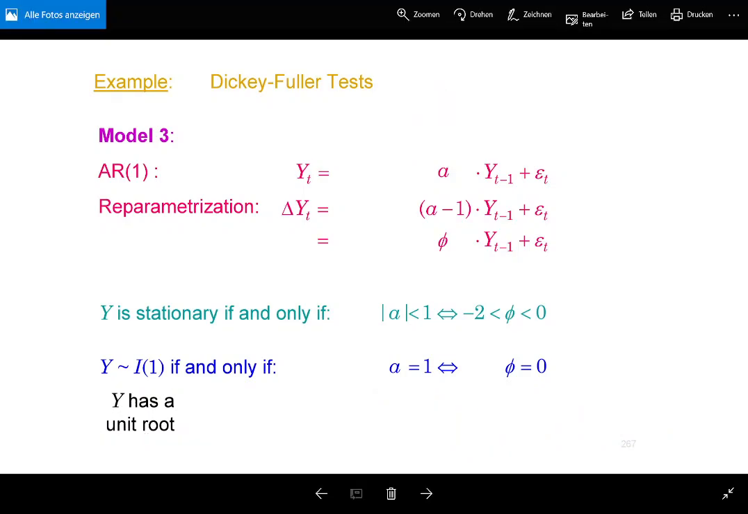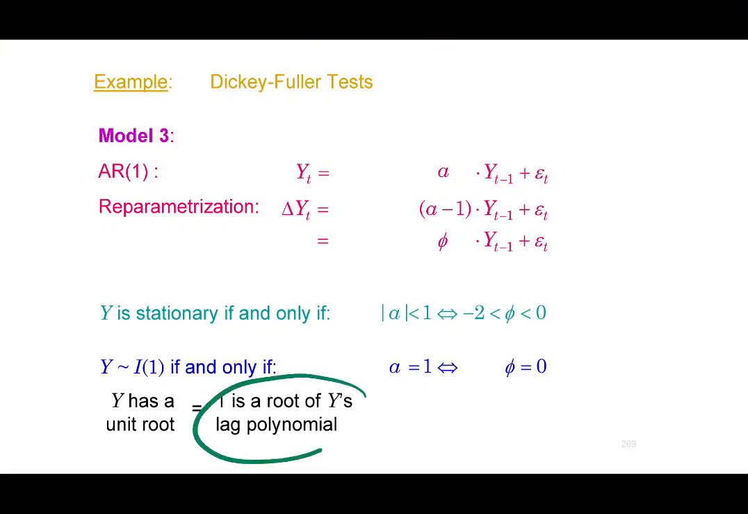All right. So again, this is what I was saying. One is a root of y's lag polynomial. If one is a root of y's lag polynomial, this means that A is equal to 1, of course. And if A is equal to 1, then the process is integrated of order 1. That's it. These are the two cases that are involved.